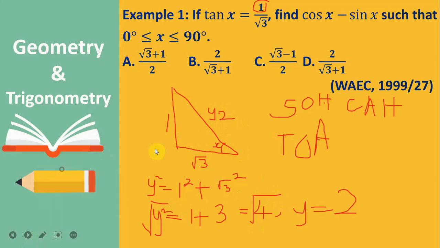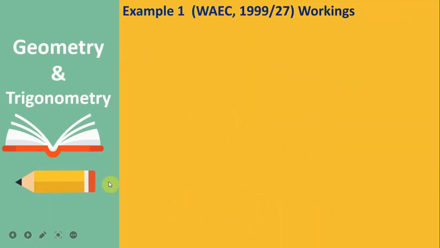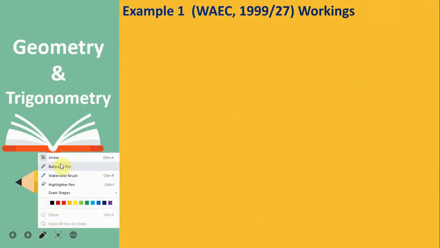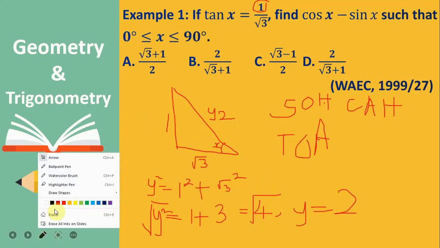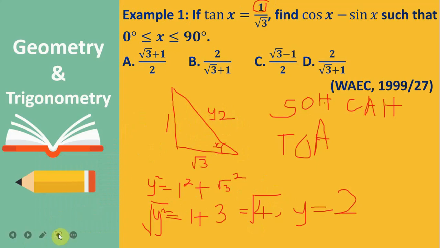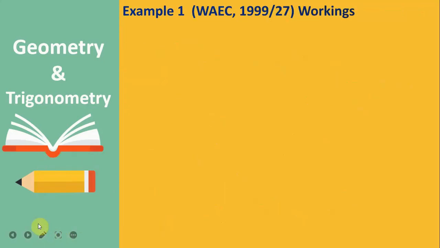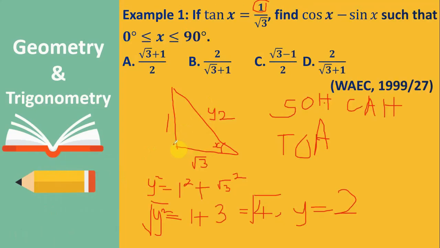Now, moving on, since I know that my hypotenuse is now 2, how do I calculate my sine and my cos? Sorry for that, I don't know why this thing is moving. Okay. Now, since I know the hypotenuse, the first thing I need to calculate is sine x.